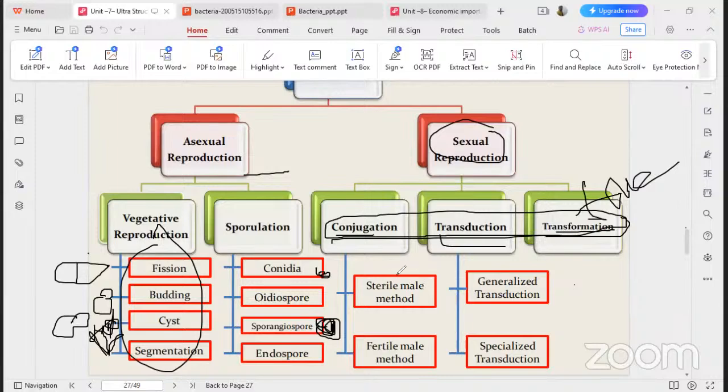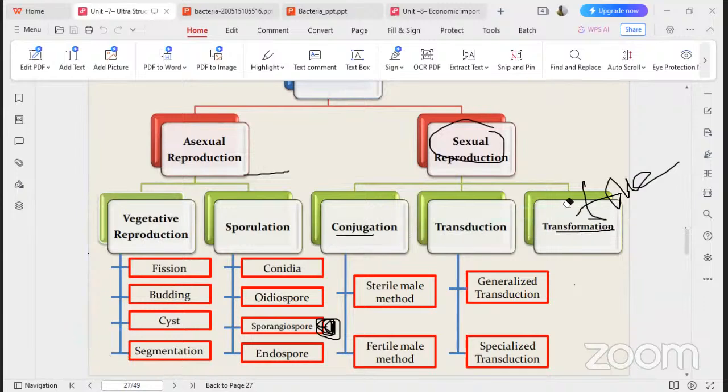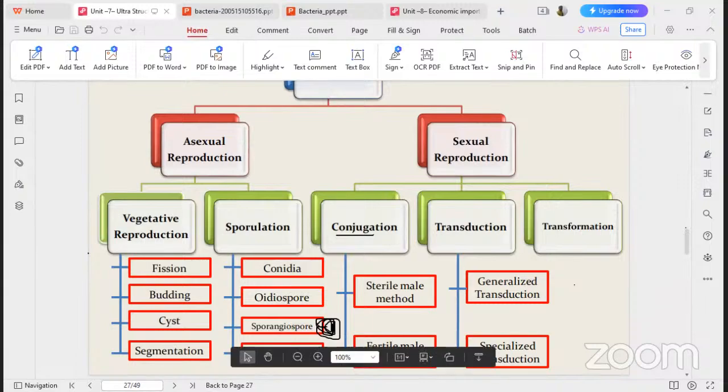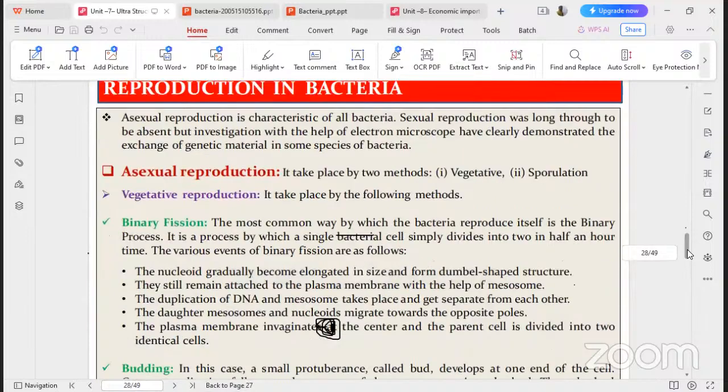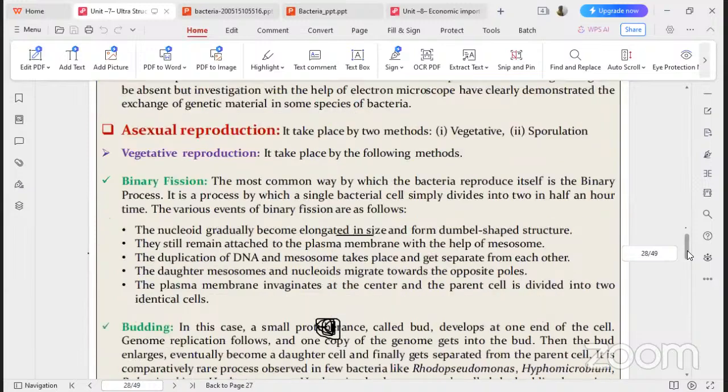There are various methods of conjugation: F plus, F minus, and Hfr. We will discuss the various types of sexual reproduction. The reproduction types, vegetative, asexual, and sexual reproduction, we will discuss here. You can see, asexual reproduction has two ways: vegetative reproduction and spore formation.